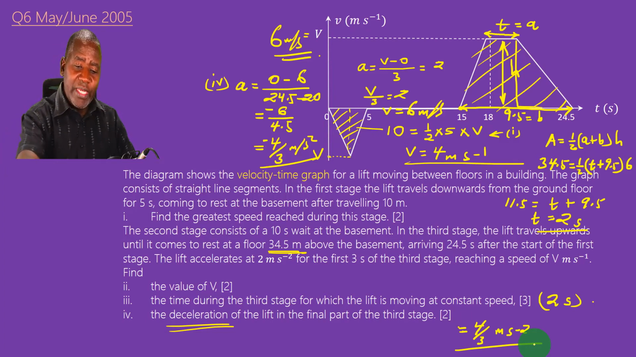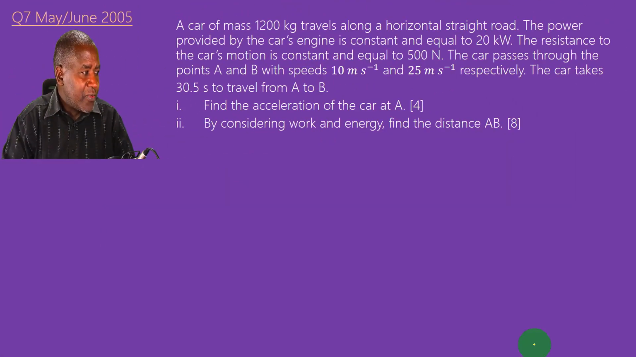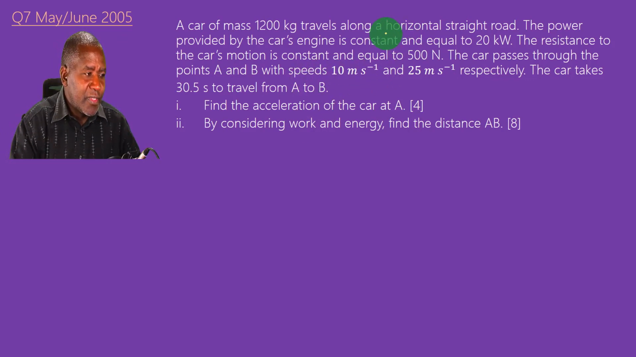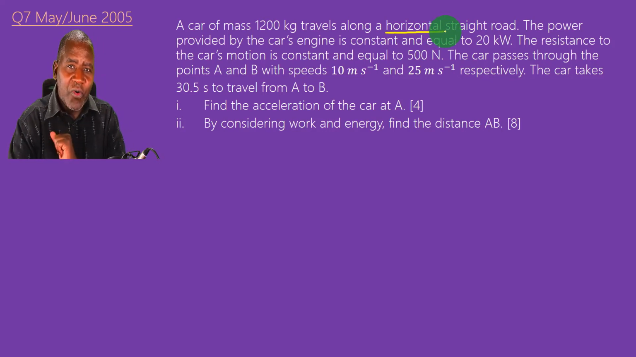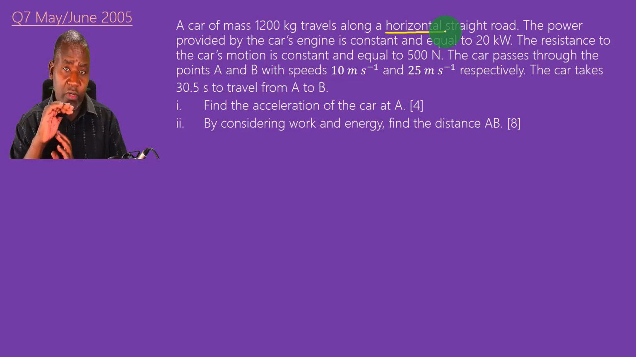And let's go to the last question. Here we are. What do we have? We have a car of mass 1200 kg travels along a horizontal straight road. Horizontal. The road is horizontal. I've mentioned this before. Do you know why we must look at this word horizontal? It's because of energy. If the road is horizontal, the gain in potential energy of that car is 0.